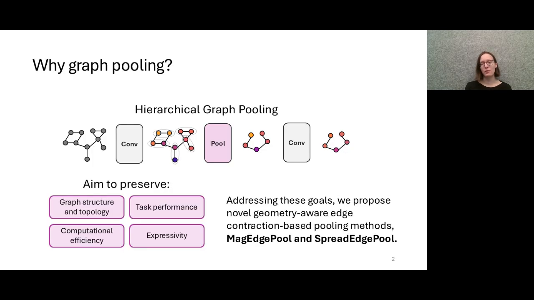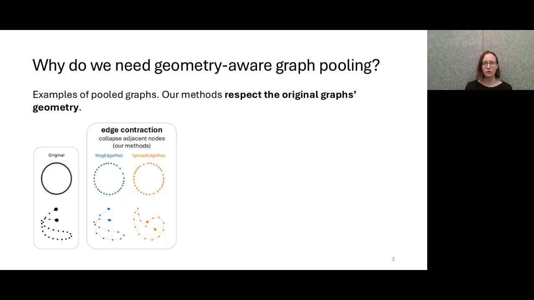Motivated by these goals, in our paper, we are proposing two novel geometry over edge contraction-based pooling methods, namely mag edge pool and spread edge pool. And in order to motivate why we even propose new pooling layers, let's have a look at examples of different pooled graphs. Specifically, we aim to respect the original graph's geometry with our pooling choices, and to do so, we choose to do edge contraction pooling. So our own methods simply collapse adjacent nodes in the original graph, and by doing so, we do a very good job at preserving the original graph's connectivities and its overall geometry.